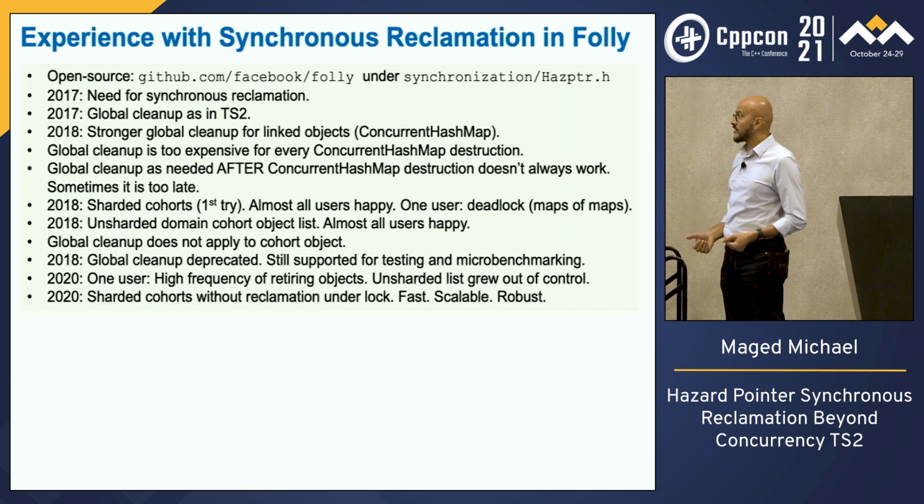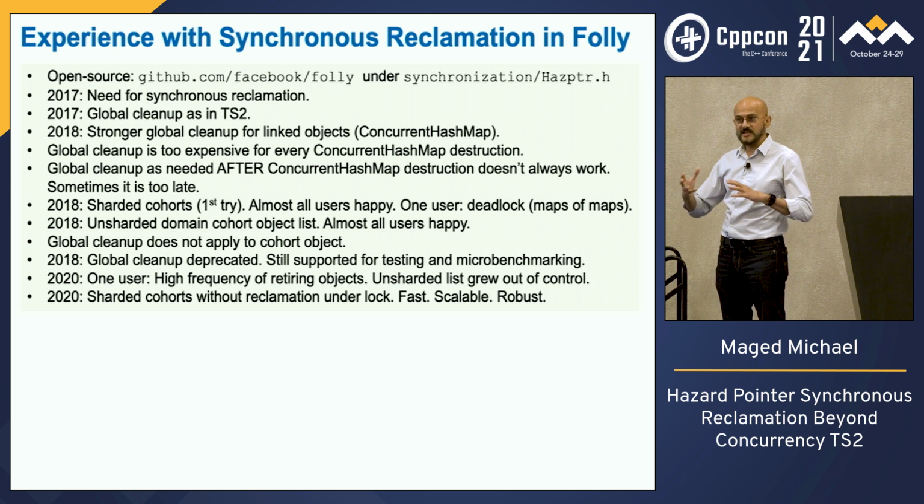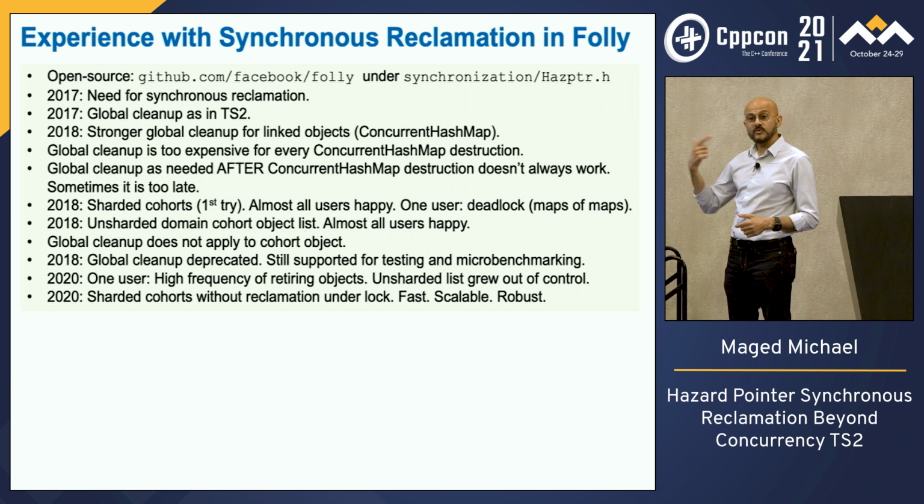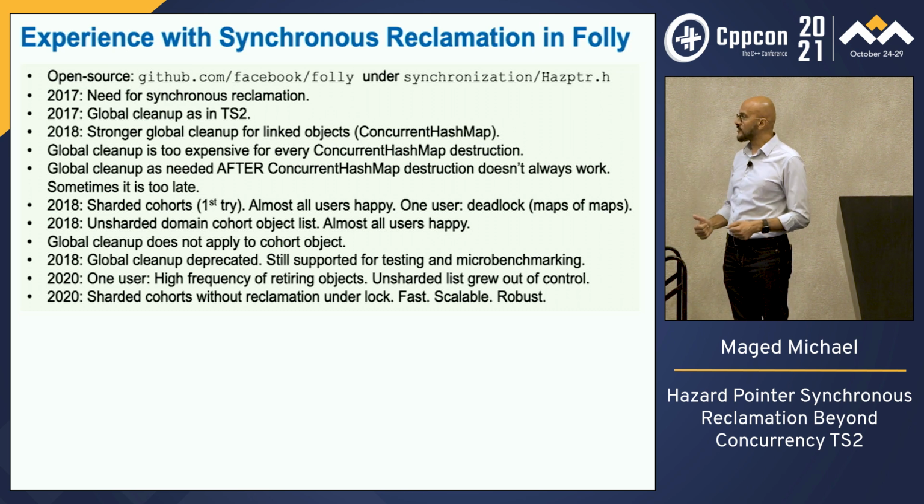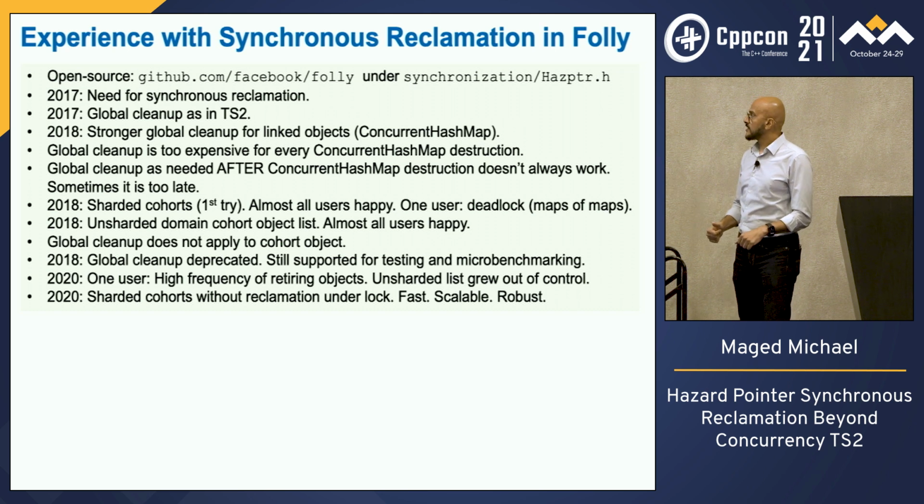But then, last year, one user said the unsharded list blew up. It just couldn't keep up. It just keeps growing and growing and growing, and it's actually being locked. It became a bottleneck just because that user was doing frequent removal and retirement. So that prompted this improvement in the algorithm, and now so far everybody's happy.